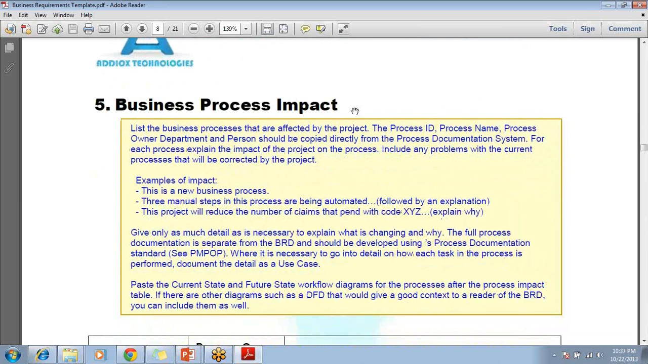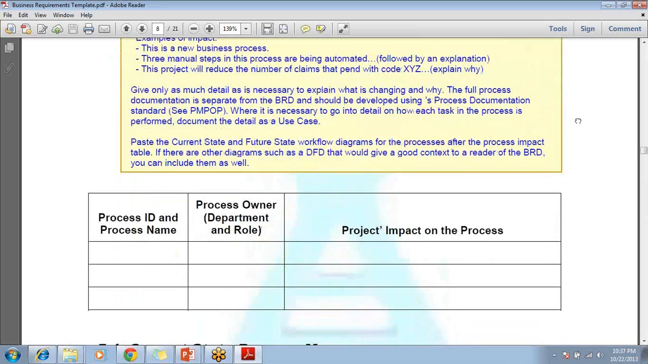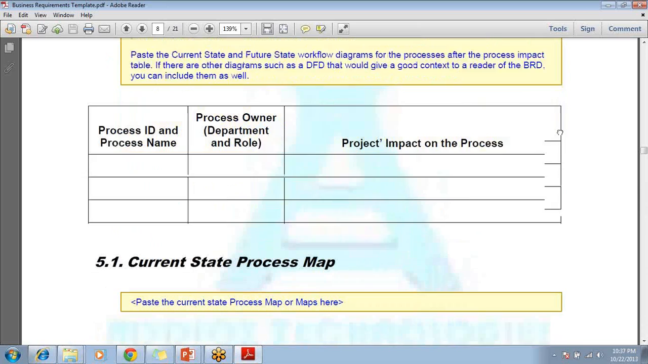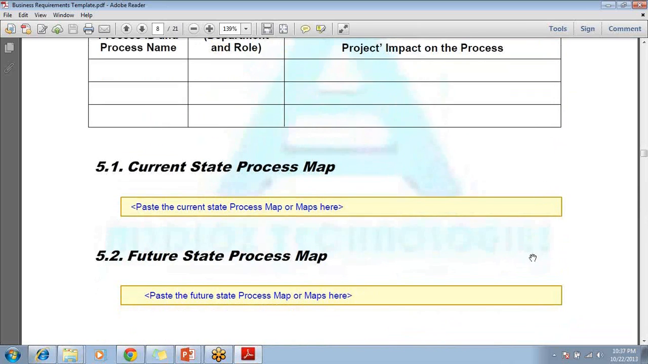Business process impact. This is an optional area. You may have it, you may not, and 99.9% of the time you will not have it, because this template was designed very aggressively. So 99% of the time you are not going to have this, so I am not going to explain it to you.